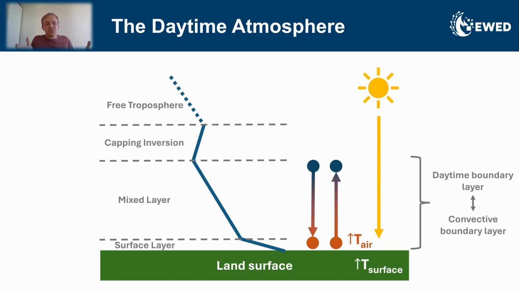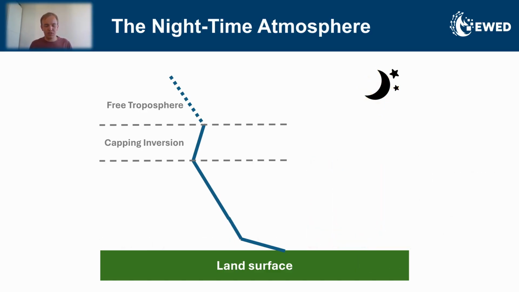So this is the conceptual overview of a daytime atmosphere. So the next question is, okay, what happens when the sun disappears and we move towards nighttime? At that point, the energy input basically disappears. So at night, without the energy input from the sun, we see that the temperature at the surface starts to drop. And this also means that the temperature of the atmosphere directly above the surface drops.